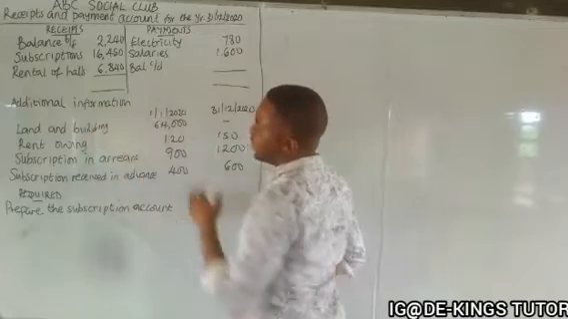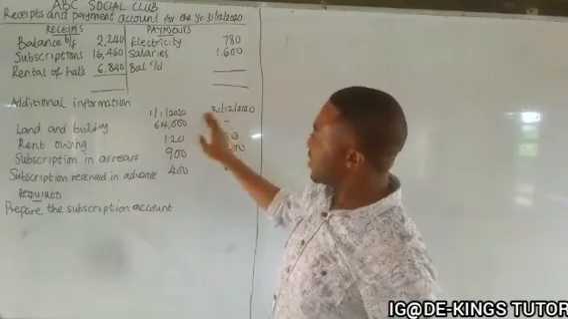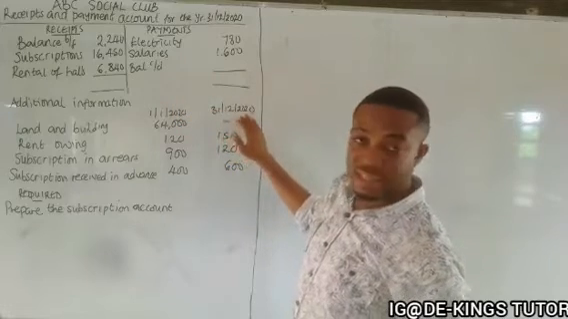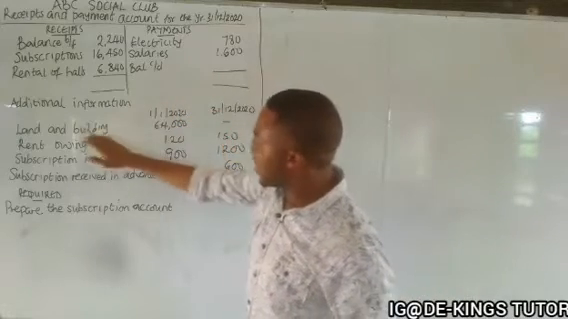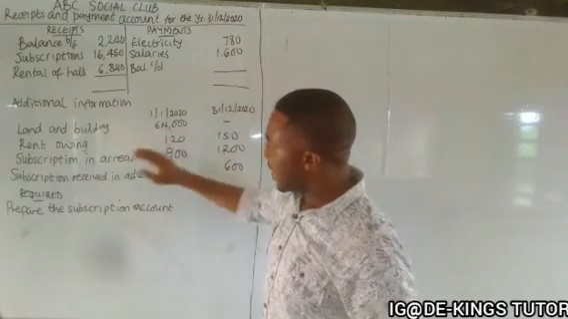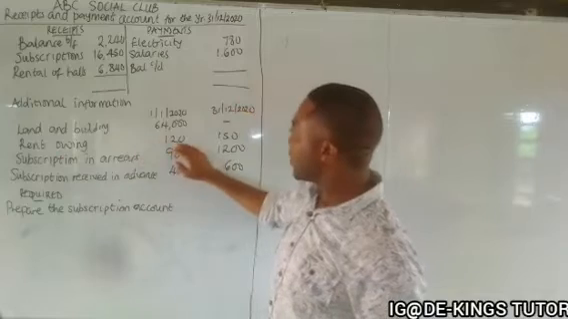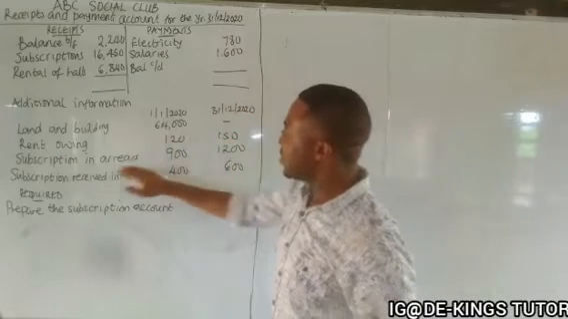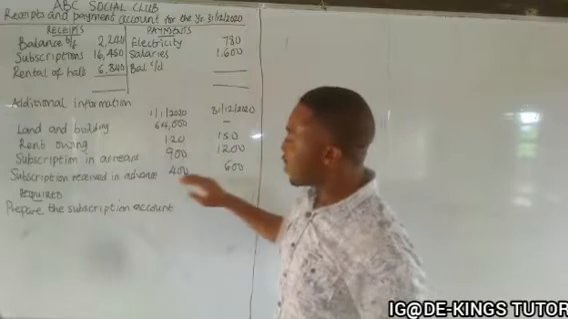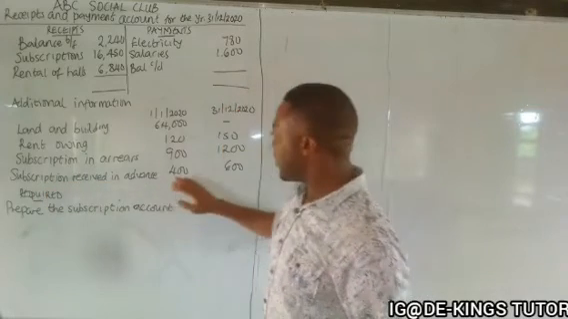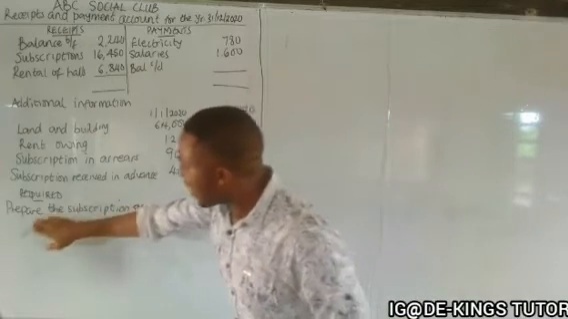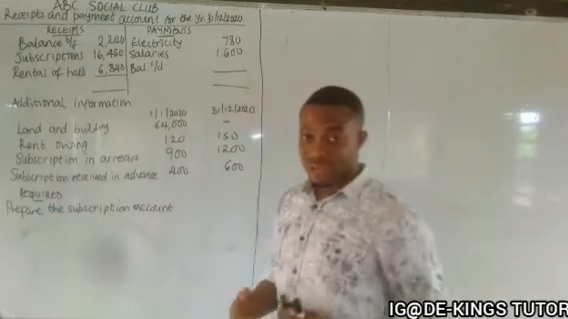We have land and building whereby we have two dates: the 1st January 2020 and the 31st December 2020. The land and building is 64,000 and they have nothing for the end of the year. Rent owing 120 and we have nothing. Subscription in arrears 900 at the beginning and 12 at the end. Subscription received in advance 400 at the beginning and 600 at the end. Now, required, they say prepare the subscription account.